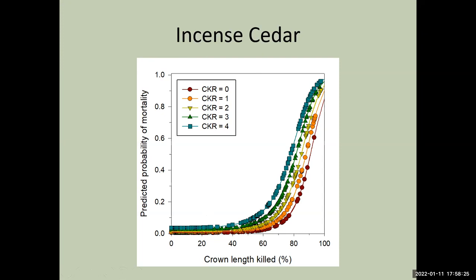But the bottom line is, you look across the bottom, you've got the percent crown length killed. As that increases, the predicted probability of mortality also increases. And so for incense cedar, you really need to get up to about 80% crown length killed before you start having a greater than 50-50 chance, or a 50% chance, of a tree dying. Incense cedar proved to be very resilient to a large amount of crown loss. And we believe that has something to do with the lack of aggressive bark beetles on incense cedar. And these trees may have been allowed to sustain their injuries without getting those secondary agents on them.